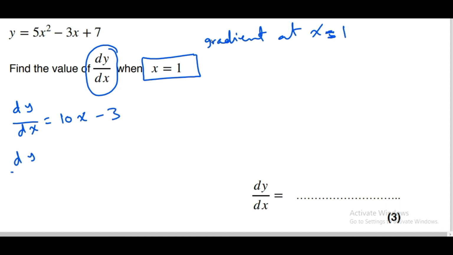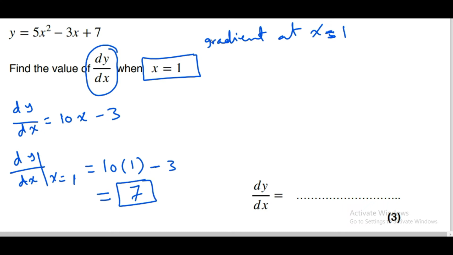So we will put the value of x in its place. It will be 10 multiplied by 1 minus 3, so it will be 7. So this is the gradient of this curve at x equals 1, or the value of dy by dx at x equals 1.